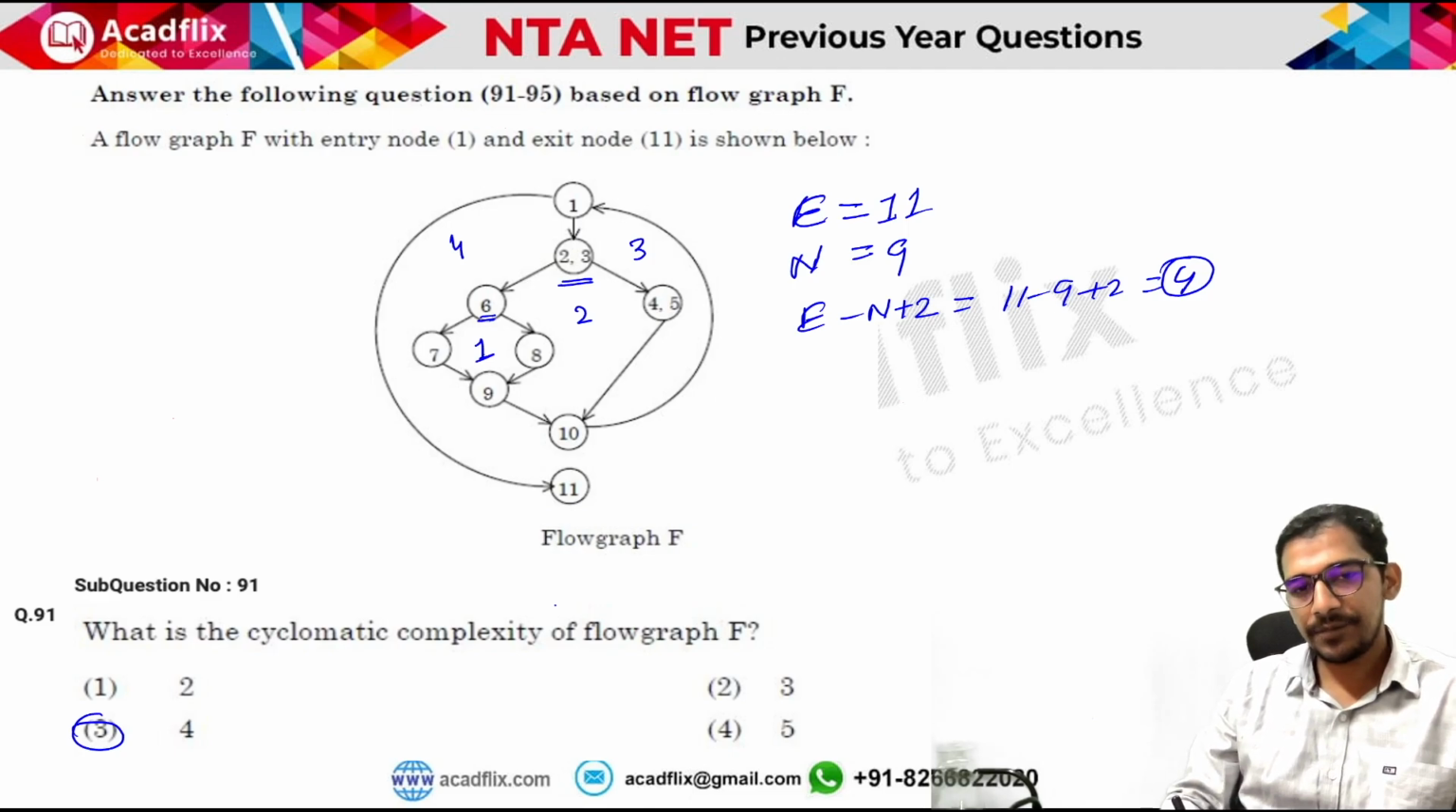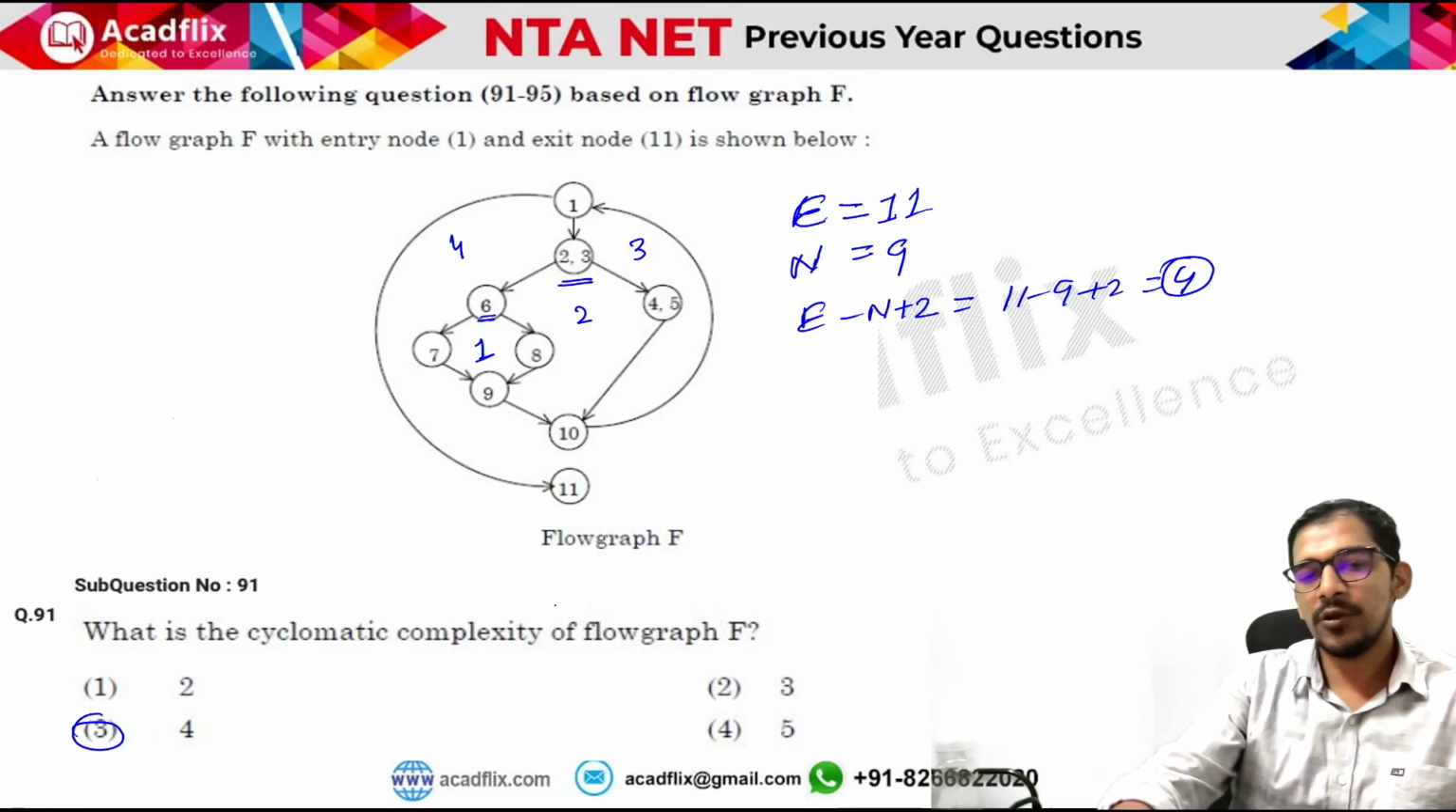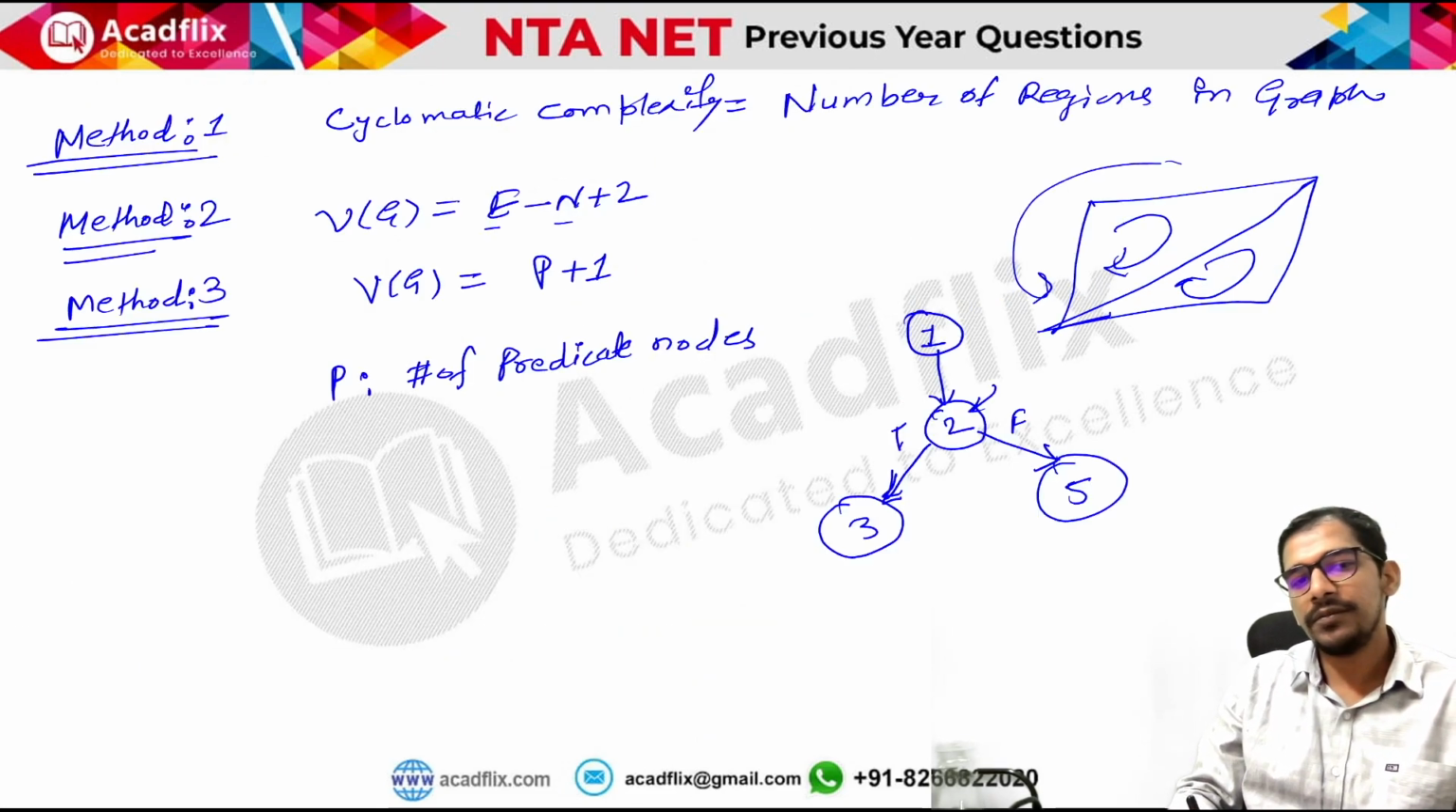Then let us see if we have any other predicate node. So 1 is also a predicate node because from 1 we have two branches. Either we can go from 1 to 2 and 3, or we can go from 1 to 11. So there are two branches, so 1 is also a predicate node. Now there is no other node from which we have two outgoing edges. That means the number of predicate nodes in this is 3, right? Number of predicate nodes are 3.